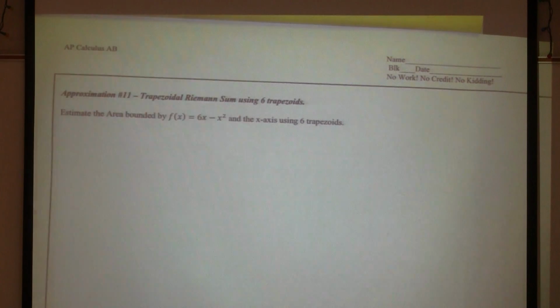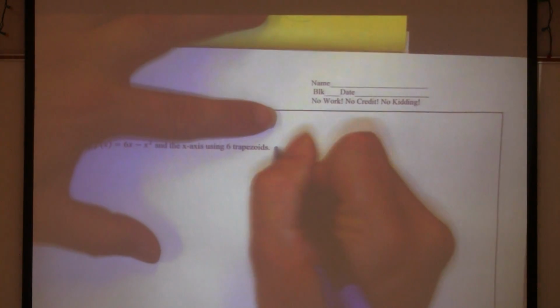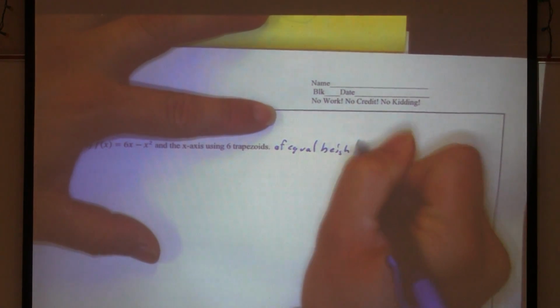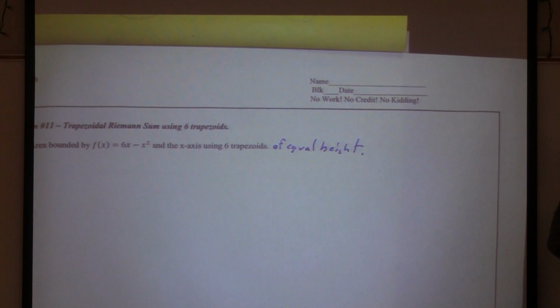This is another example. Oh, it's that one. Yeah, so let's check this one out. What's happening here? They want a trapezoidal Riemann sum using how many trapezoids? 6, right? Now, I forgot to put in here 6 trapezoids of equal height. So forgive me for that. Okay, so I want them to be equal height. What else am I missing though?